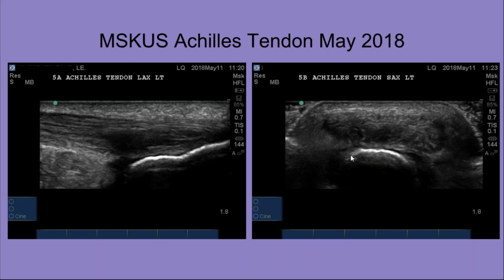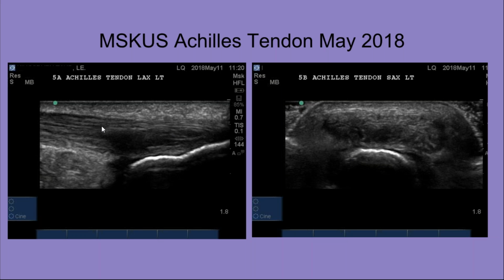And basically this is my patient. This is the day of her evaluation. You can see in this section that there's a significant loss of that fibrillar pattern of the tendon. You could start to see a little bit of swelling, a fluid accumulation right over here in that retrocalcaneal bursa. And in short axis view, you can see the absence of the fibers over here and over here.